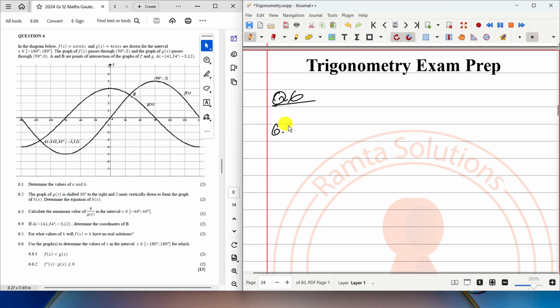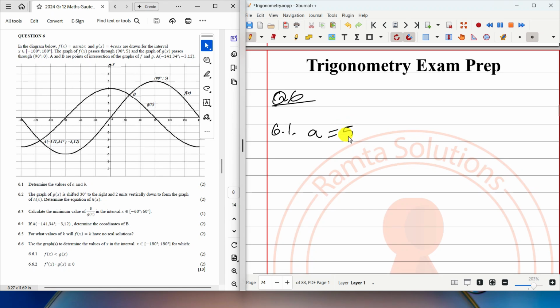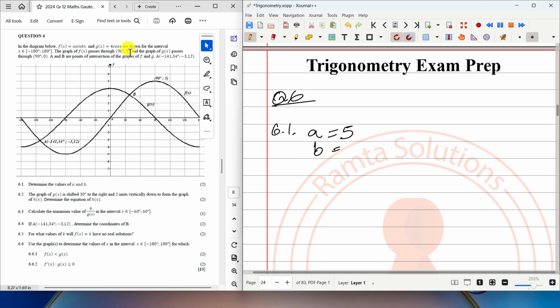So 6.1, A and B, they belong to the sine graph. A represents amplitude, which is 4. Right, so is it 4? No, no, no. That's f of x. Which one is f of x? Okay, this one here. So A is 5. And then what is B? B, let's see, B should be 1.